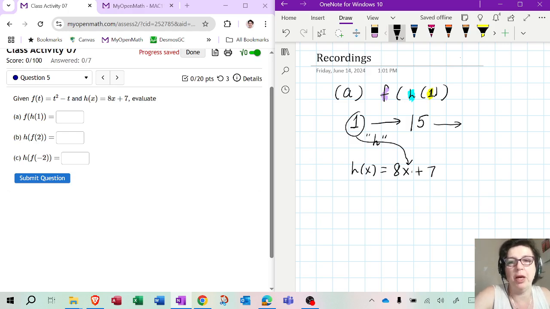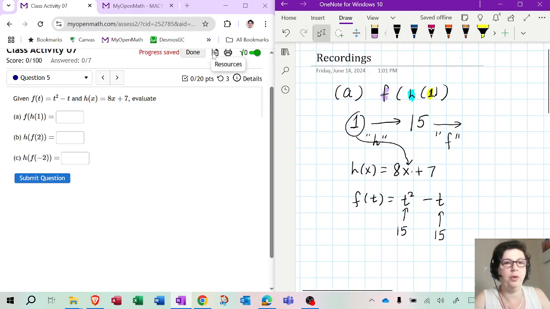Finally, you're going to apply on the outside the f machine. And what is that? Well, we know that f of x, or actually they say t, but it doesn't matter because we're just going to be replacing the unknown with a number. So what you want is now you want to replace t with 15. Wherever you see it, you're going to replace it with whatever you got in the previous step. So here we've got 15 squared minus 15.